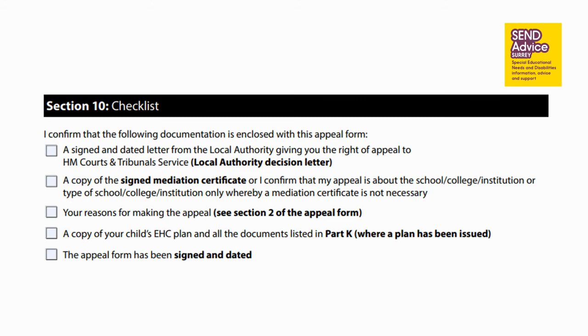Section 10, checklist. You must have all the documents listed in this section for your hearing to be registered. Remember, if it's only a Section I appeal, you do not need a mediation certificate. If you do not have the decision letter from Surrey, remember to get this from your case officer. Ensure Section 2 is completed. Attach a copy of your EHCP and all the reports and documents listed in Section K. If you do not have these, you will need to get these from your case officer. If you're appealing a refusal to issue, you obviously won't have these. Ensure the form is signed and dated.